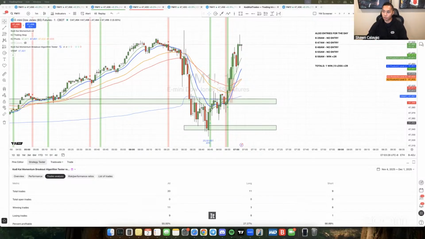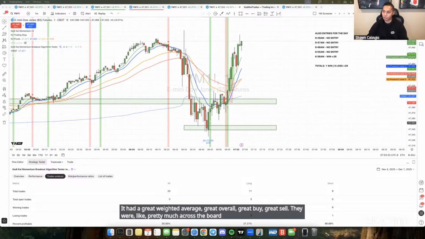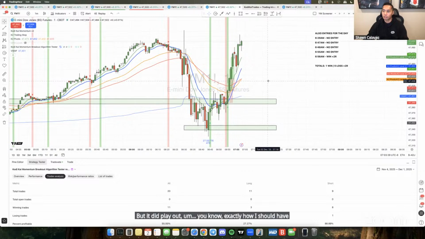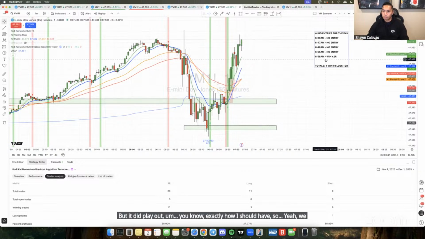It had a great weighted average, great overall, great buy, great sell. They were pretty much across the board. Didn't really matter which direction you took it in, but it did play out exactly how it should have. So yeah, we got the 704 entry coming up right now, guys.